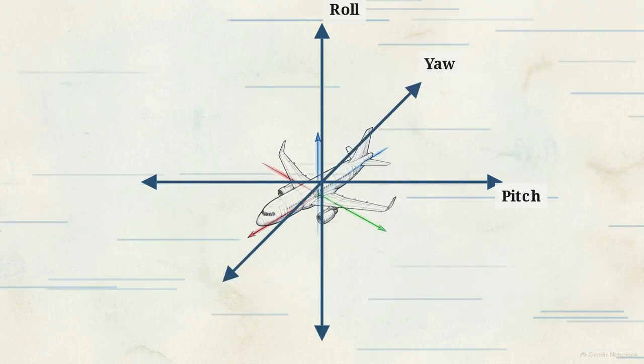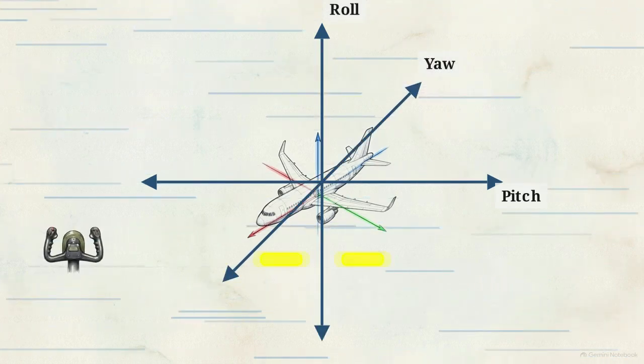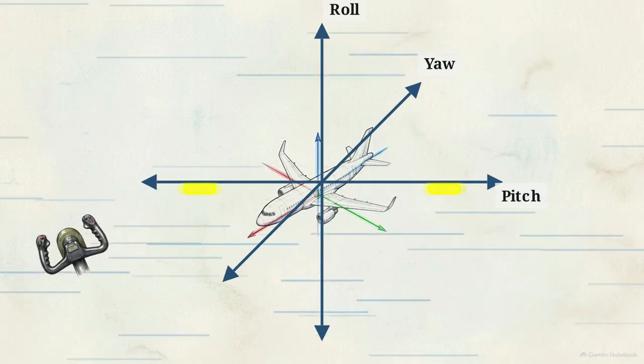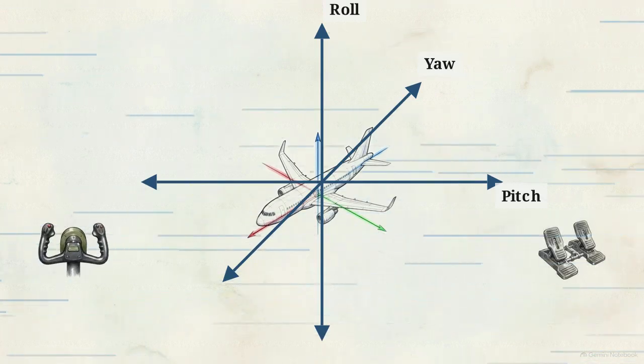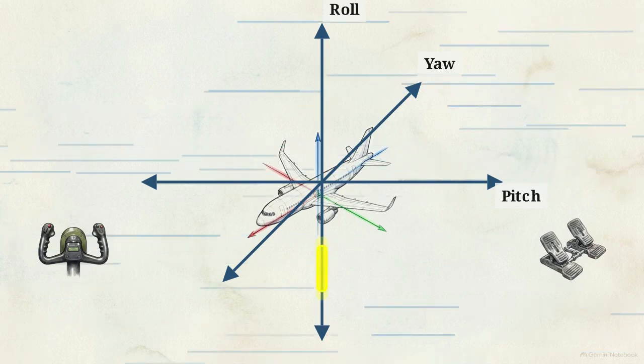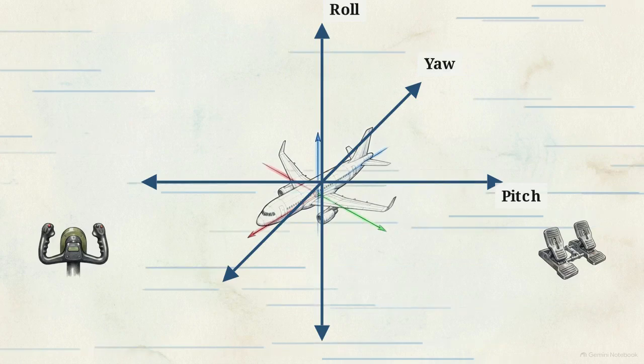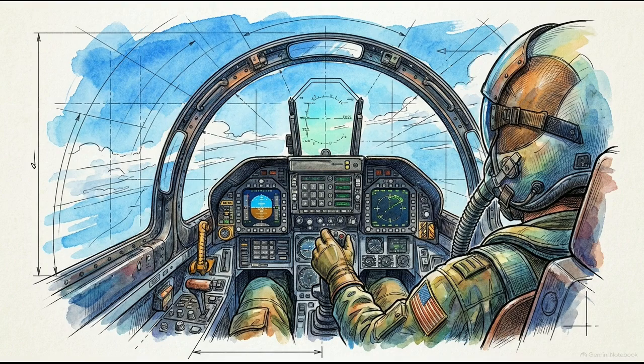Mastering this environment requires coordinated manipulation of three spatial axes: pitch, roll, and yaw. Cockpit inputs physically map to aerodynamic control surfaces. The yoke moves elevators and ailerons for pitch and roll, while floor pedals deflect the rudder to control yaw. Total mastery of these inputs is the ultimate objective of flight training, a concept known as airmanship.